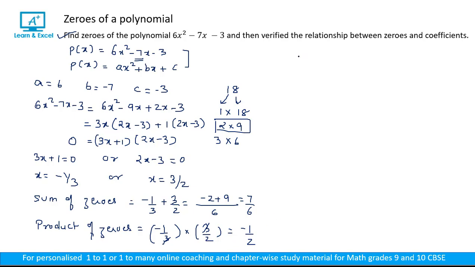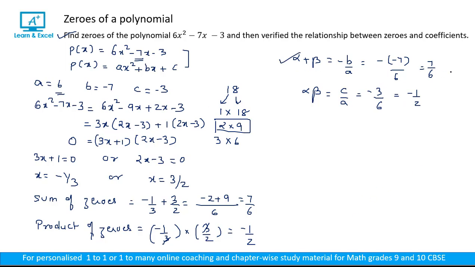Now let us find alpha plus beta. Previously we have seen that alpha plus beta is minus b by a. So this is equal to minus of -7 and a is 6. So we will have alpha plus beta equal to 7 by 6 and alpha beta equal to c by a. So c here is -3 and a here is 6. Simplifying this, we will have -1/2. Here we can see that the sum of the zeros is 7 by 6 and the product of the zeros is -1/2. Hence we have verified the relation between zeros and the coefficients.